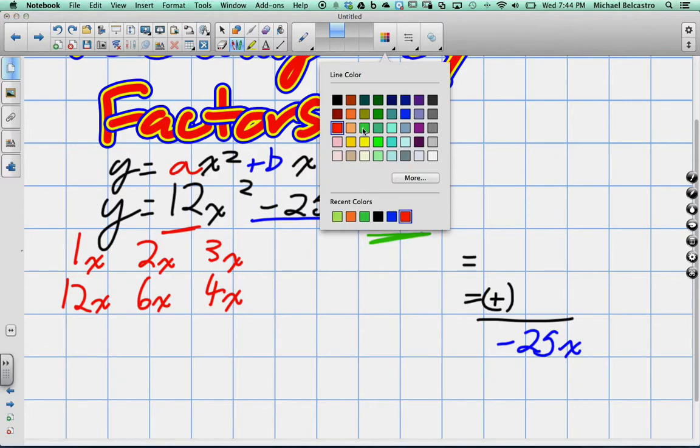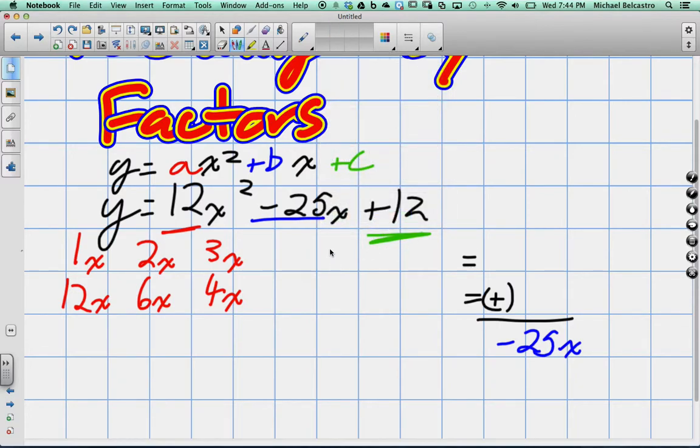Okay, and I'm also going to write out the factors of our c, which happen to be the exact same things in this case. That won't always happen. Okay, and what I want you to look at is these. We're going to set them up like columns.